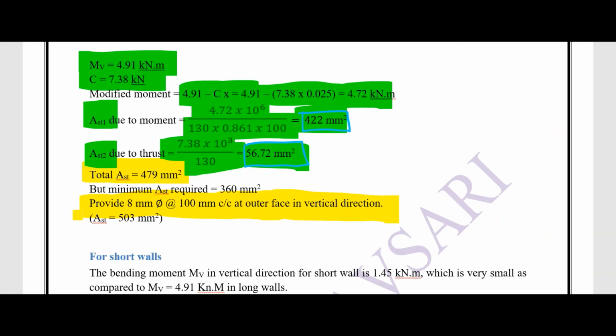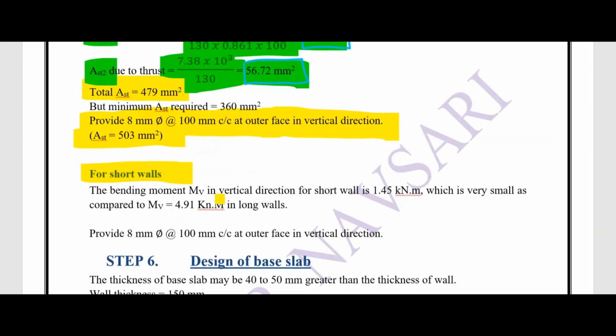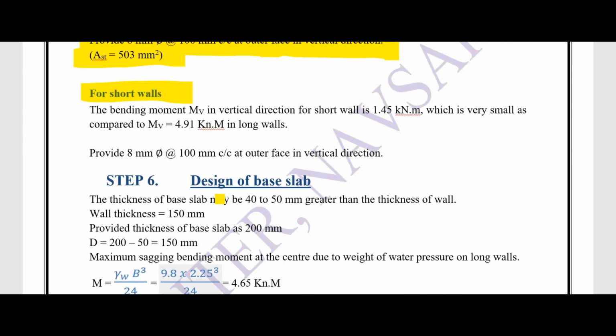Now for the short wall, the bending moment is 4.91 in the long wall, but in the short wall we have 1.45. So it's much less, so we can provide minimum reinforcement. Provide 8 mm dia at 100 mm center to center at the outer face in a vertical direction. Now our wall design is completed for the horizontal and for the vertical.